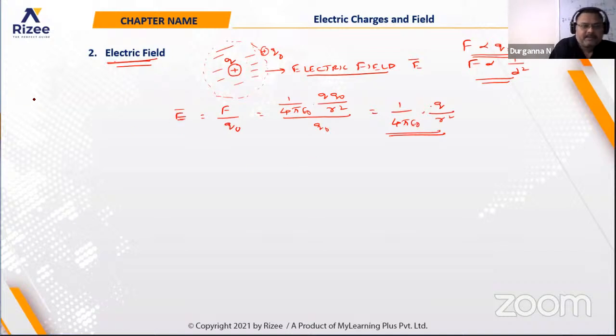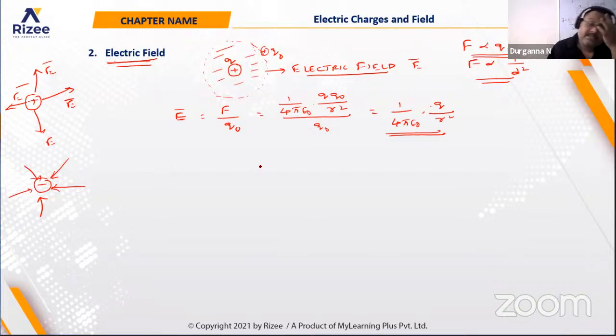For a positive charge, the field direction will be out of the positive charge like this. This is the E bar direction. So electric field will be coming out of a positive charge, and if it is a negative charge, then electric field will be acting into the negative charge. So please be careful of this one.